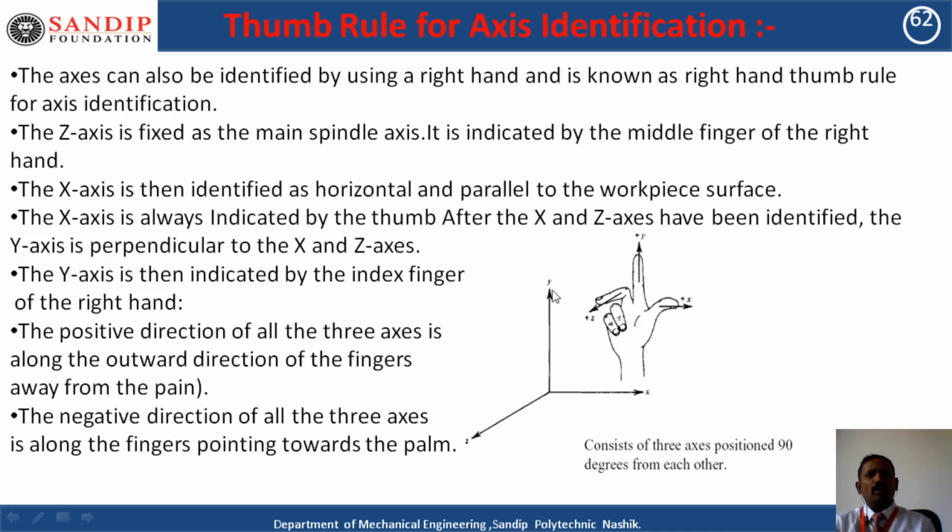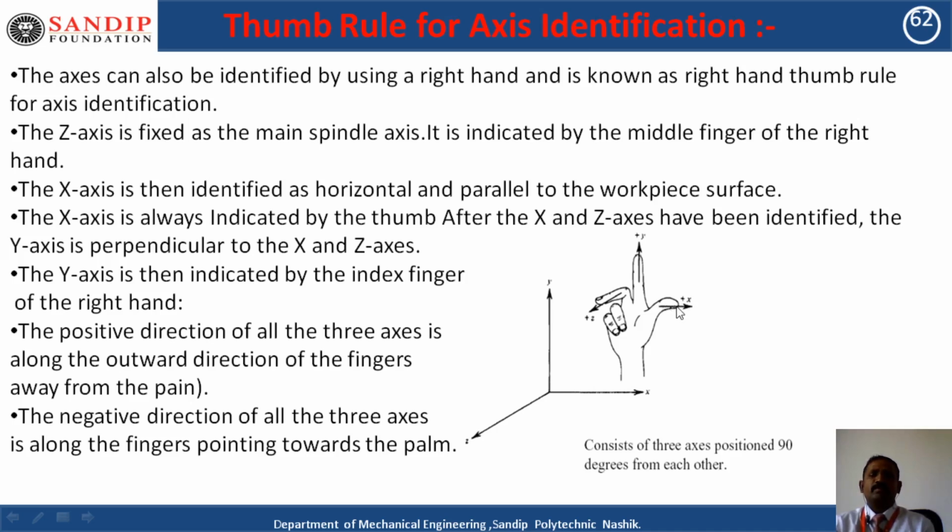Now, the thumb rule of axis identification. Most of the time this question is fixed for the final exam. The axes can be identified by using the right hand thumb rule, so that's why this is called the thumb rule of axis identification. Now observe that the Z axis is fixed as the main spindle, so the main spindle is indicated by the middle finger of the right hand. So the middle finger of the right hand indicates the Z axis, and the X axis is then identified as horizontal and parallel to the workpiece.